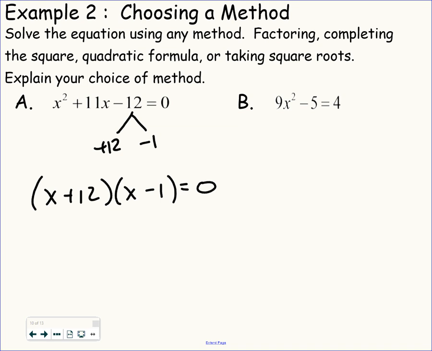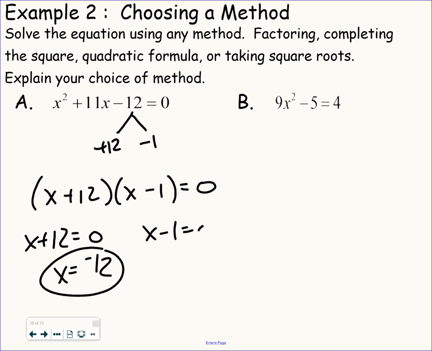Okay, so I come up with the numbers that multiply to be negative 12 and add up to be 11. I set the parentheses equal to 0, and I solve. So again, that is number one. That is the method that I'm going to go to if I see something that's factorable.